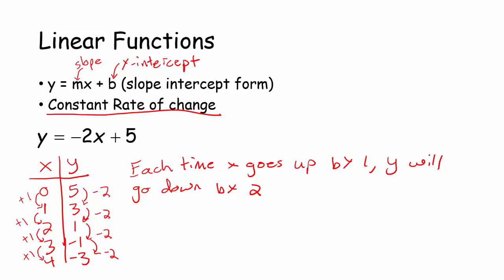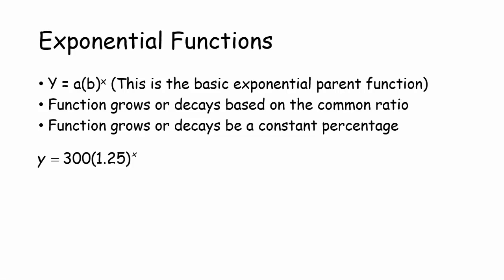So if I pick the point 3, negative 1, if I increase the x value by 1, if x goes from 3 to 4, then y is going to go down by 2. See, from negative 1 to negative 3, y went down by 2. So that's sort of an interpretation of what constant rate of change means. So all linear functions have a constant slope, a constant rate of change. So that means every time you increase x by 1, y is going to either increase or decrease by some fixed amount. Now let's compare and contrast that with exponential functions.